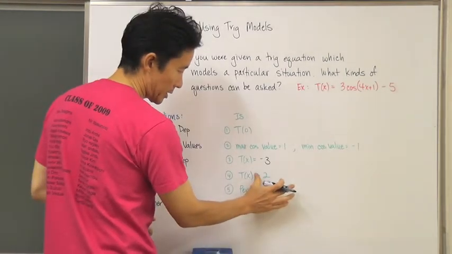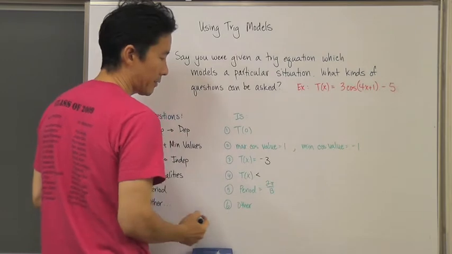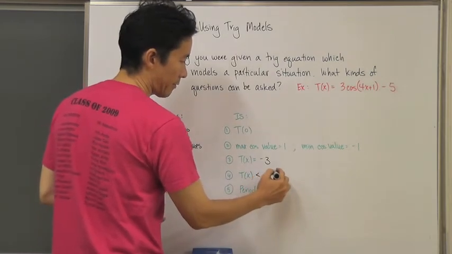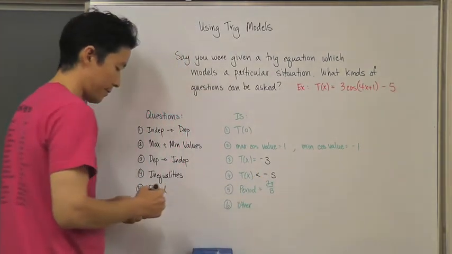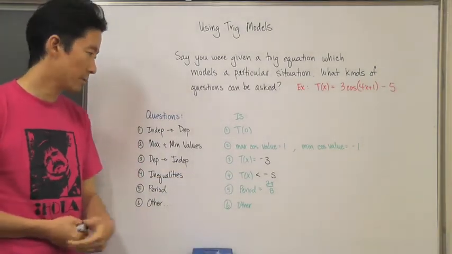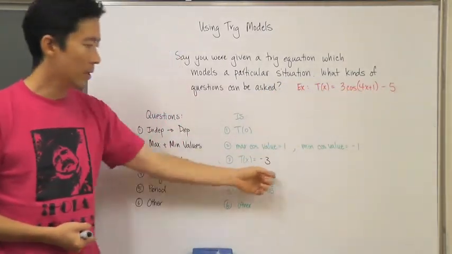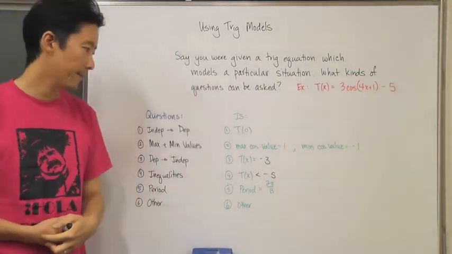Now, I'm going to have to change this a little bit. Let's say, for example, we wanted to find out where t of x is actually going to be less than negative 5. So we can actually solve for these types of inequalities as well, because we know what the initial statement is. Once we know the initial statement, we can solve for this algebraically.